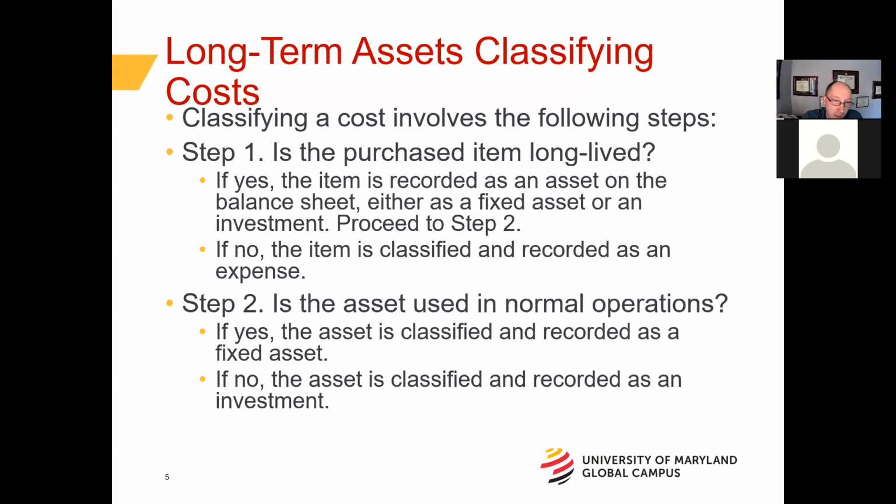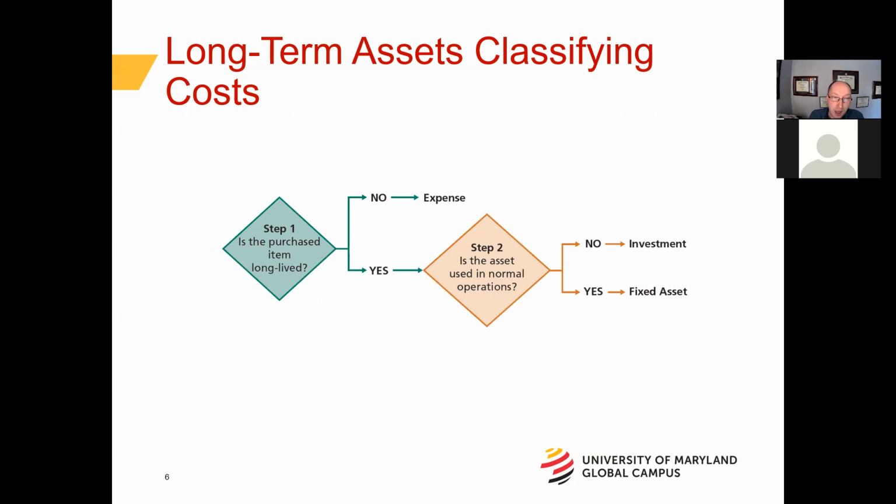So if it is recorded on the balance sheet, then we proceed to step 2. If it's not, it's classified as an expense. In step two, we ask the question, is the asset used in normal day-to-day operations? If yes, it's a fixed asset. If no, it's classified as an investment. These are just steps that help us as accountants to determine whether the asset is classified as a fixed asset or an investment.